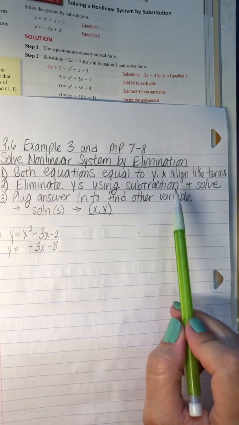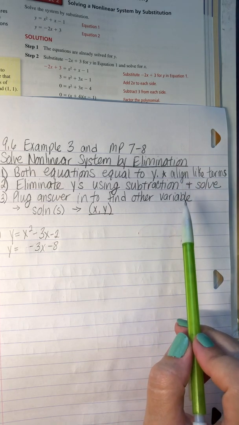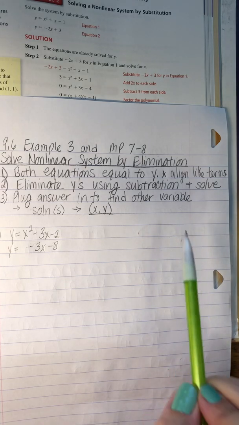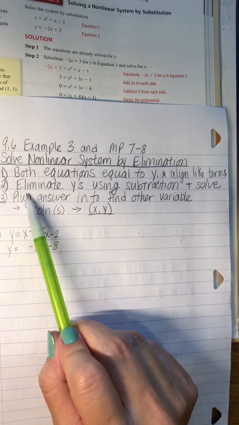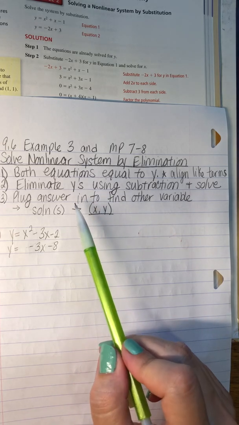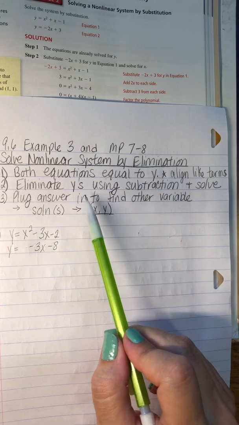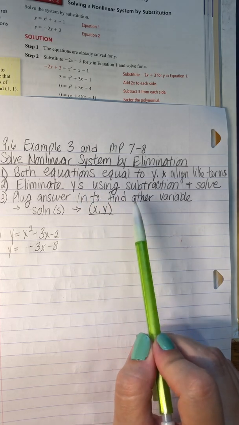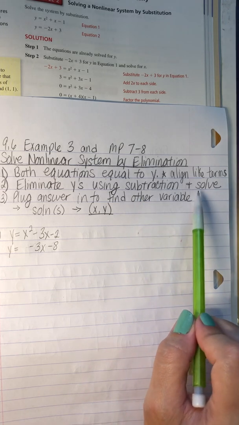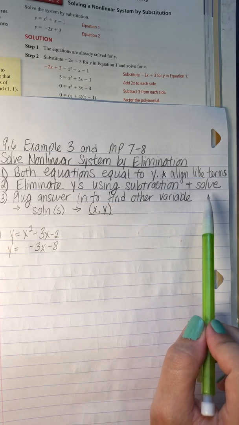We want the y's and the equals to line up. If there are multiple x squareds, they line up, the x's line up, and the constants line up. Then we're going to eliminate the y's. The y's are always going to be both y equals, so we're going to eliminate the y's using subtraction because y minus y will get them to eliminate. And then we'll solve the resulting equation.